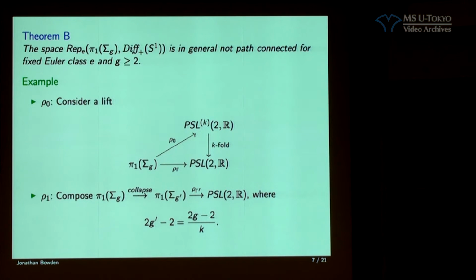And for the other representation, I want to take another Fuchsian representation for a genus g prime surface of lower genus, which is concocted so that you have this equation: the Euler characteristic of sigma g prime corresponds to the Euler class of this lifted representation. So 2g minus 2, when you wrap around k times, you divide the Euler class by k. So it's not just anything, they're very special, but these are the ones. And these cannot be connected in the space of representations via a smooth path. I want to then discuss a little bit about a proof of that.